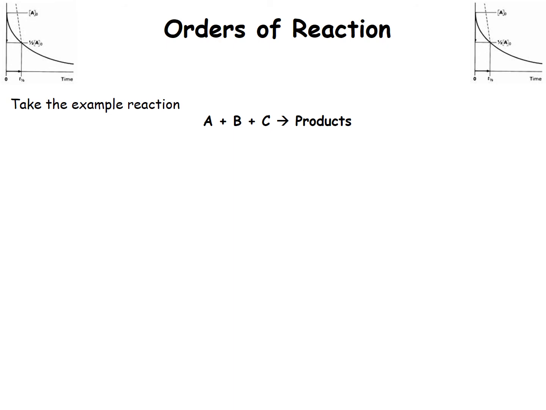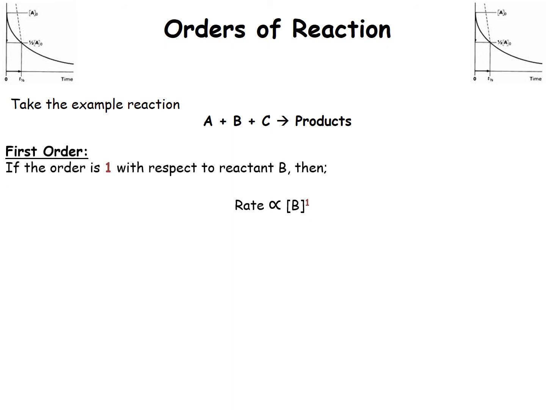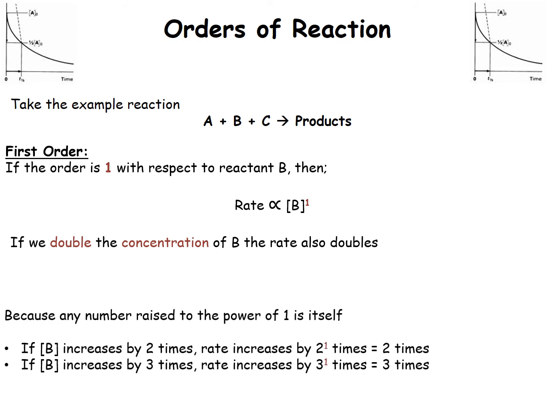Let's have a look at first order. So first order is where if we double the concentration of B, the rate will double. It's equivalent and proportional. Any number raised to the power of 1 is itself. So if B increases by 2 times, the rate increases by 2 times. If B increases by 3 times, the rate increases by 3 times.